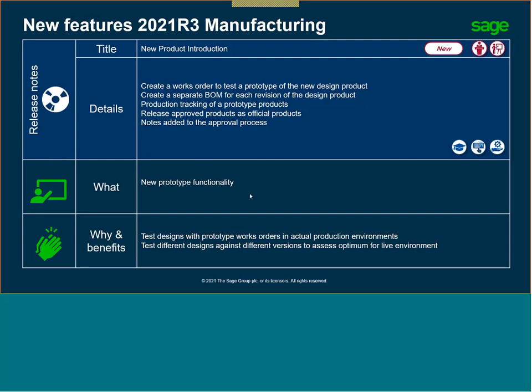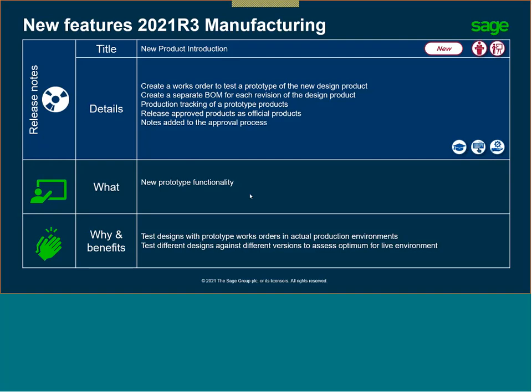We can now do production tracking of the prototypes, so we can track them through the system and check they are working properly. And we've now got a new release tool built into the system to be able to release our design products as official live products in our system. And again, I'll show you that when I do a demonstration.